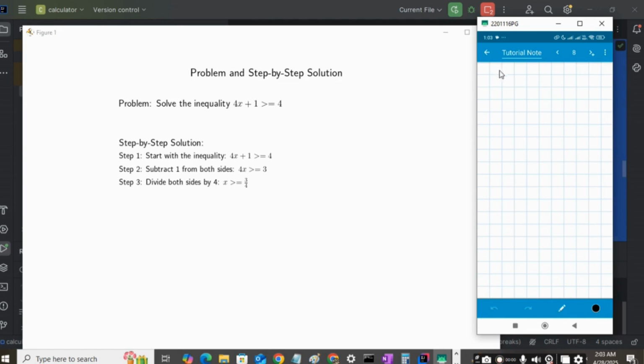So in our app, let's try to write it first: 4x plus 1 is less than or equal to 4. Now, in the step-by-step solution, we can see that we start with the inequality. So we start here. This is step 1.